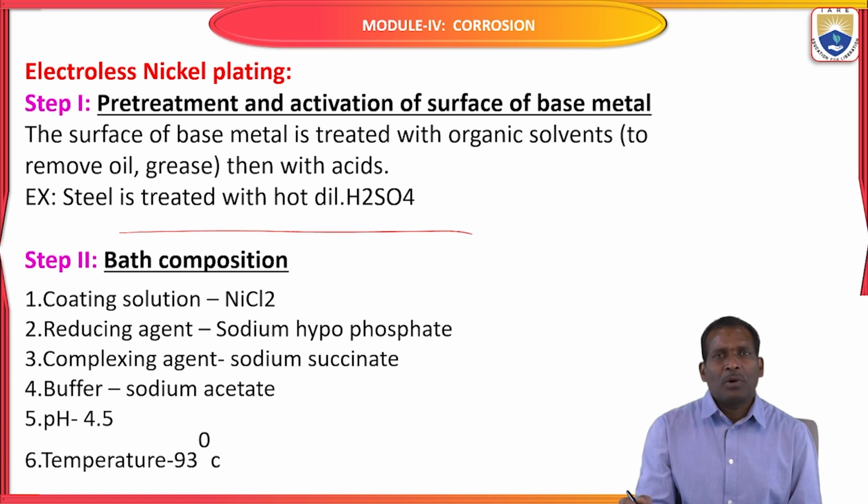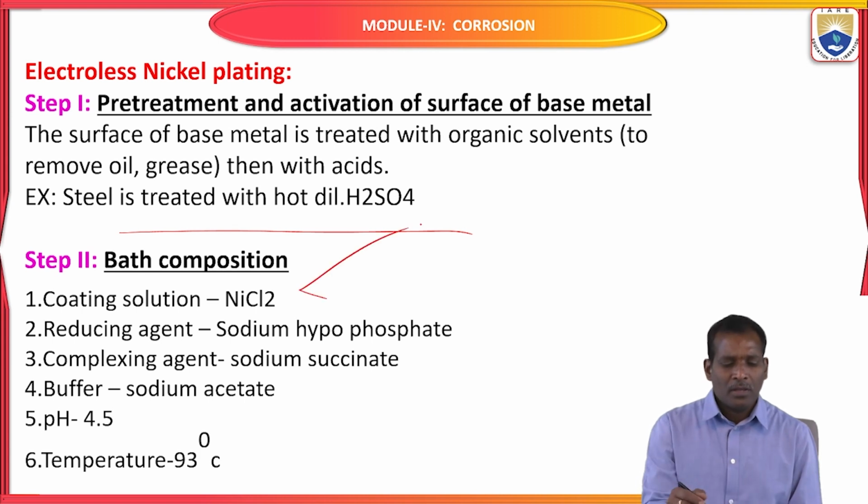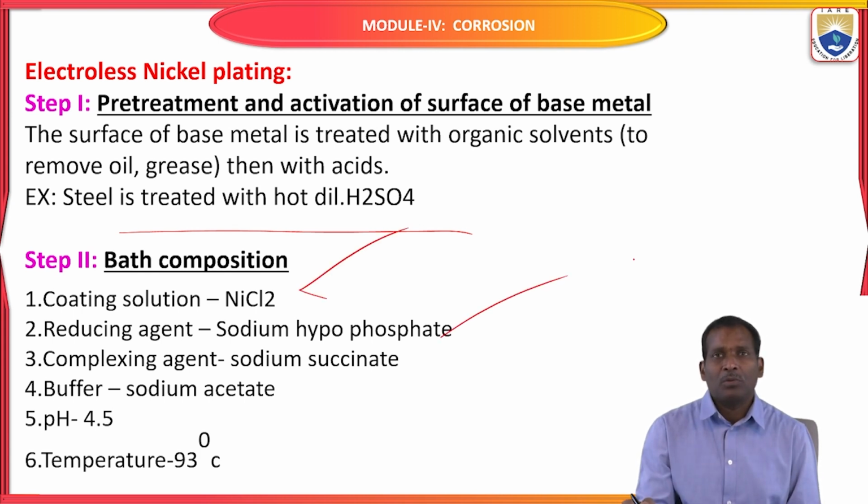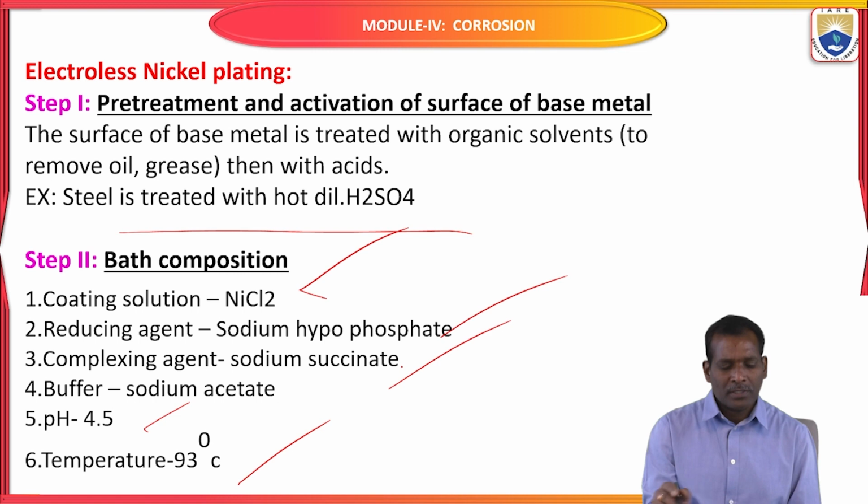Step 2, bath composition. The coating solution is nickel chloride, NiCl2. The reducing agent is sodium hypophosphite. The complexing agent is sodium succinate, and the buffer solution is sodium acetate. The pH value is 4.5 and the temperature is 93 degrees centigrade. So before using the solution, you should check all these parameters.